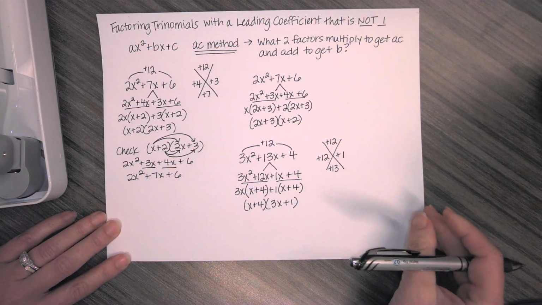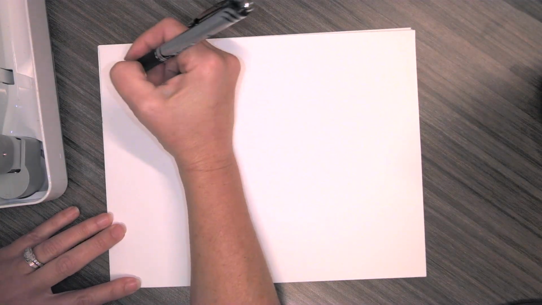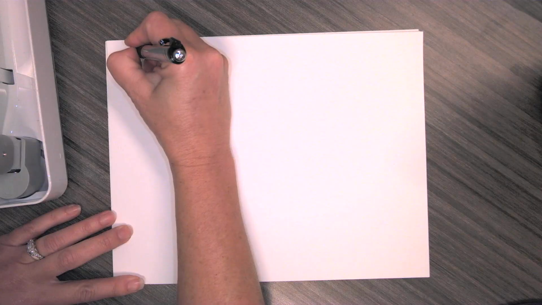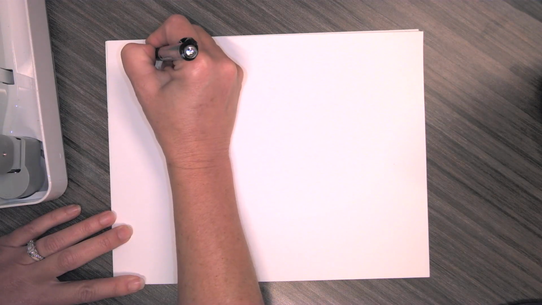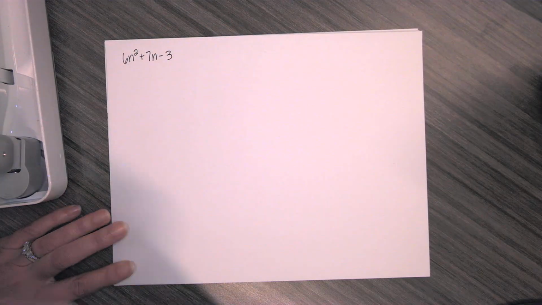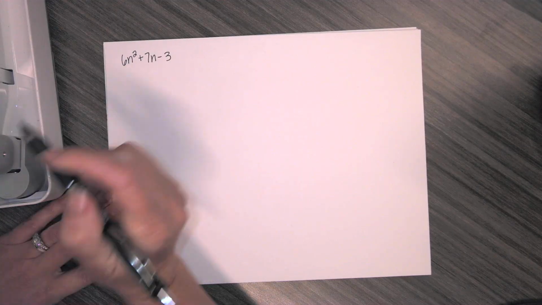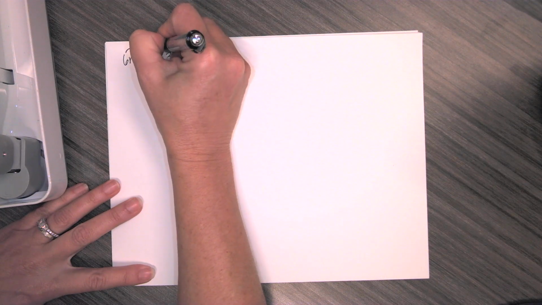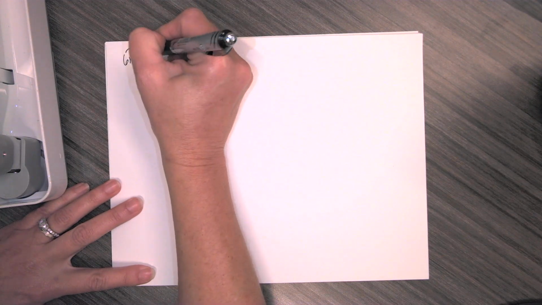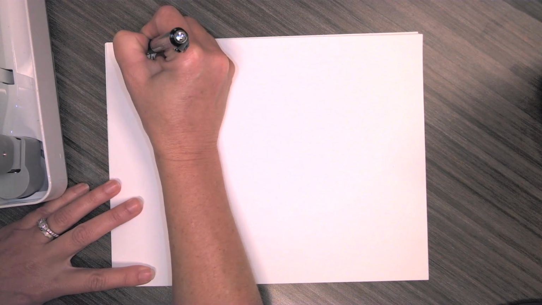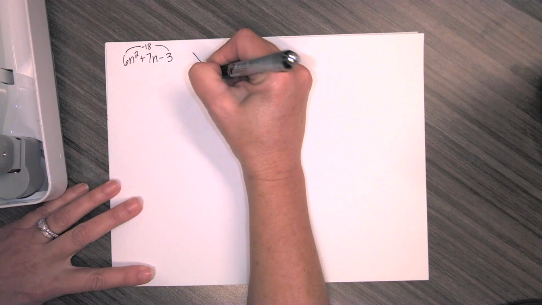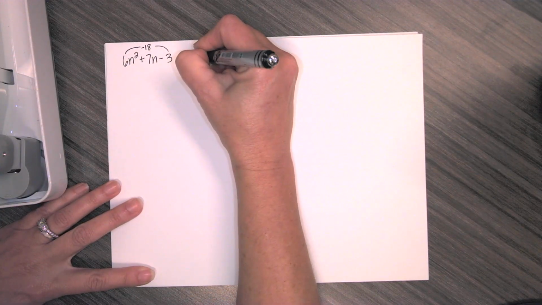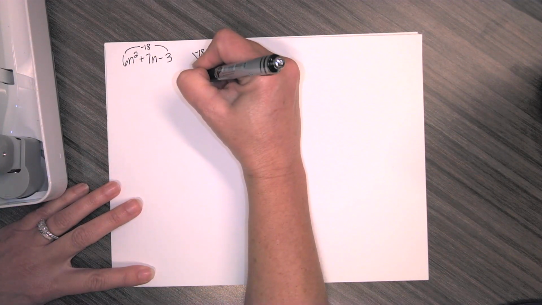Okay, now let's throw some negatives in the mix. All right, what if I have 6n squared plus 7n minus 3? Once again, I have a trinomial. My leading coefficient is not 1, so I'm going to need to use my AC method. I'm going to multiply a and c together. That's going to give me negative 18. So I'm looking for factors of negative 18 that add to get positive 7.